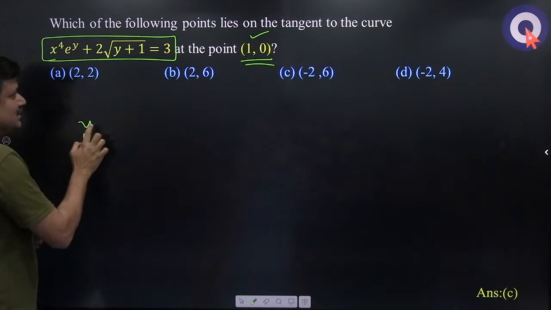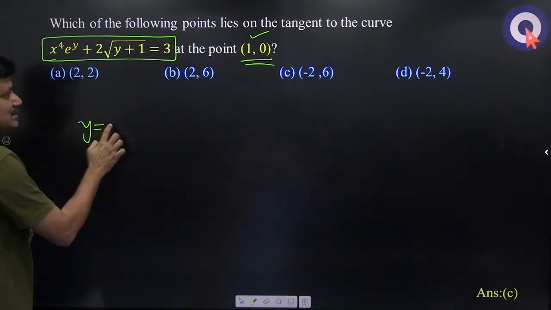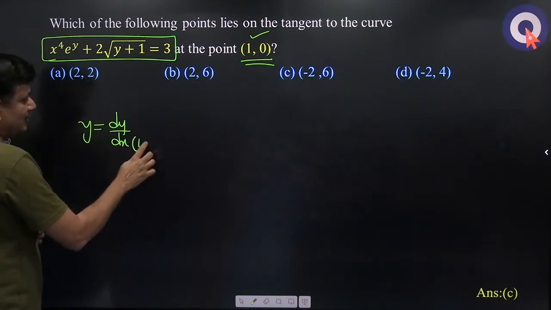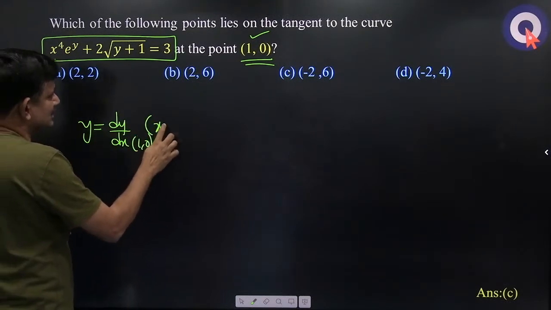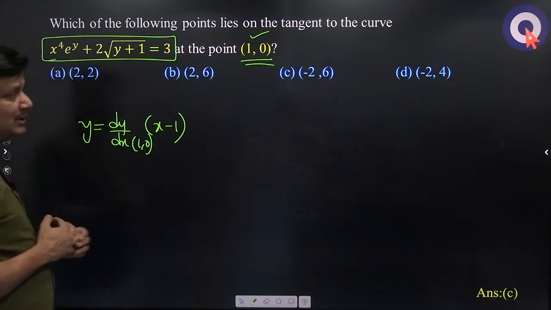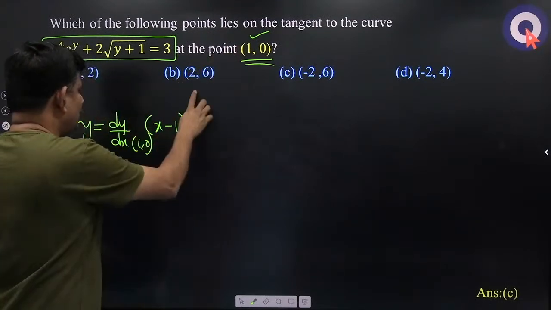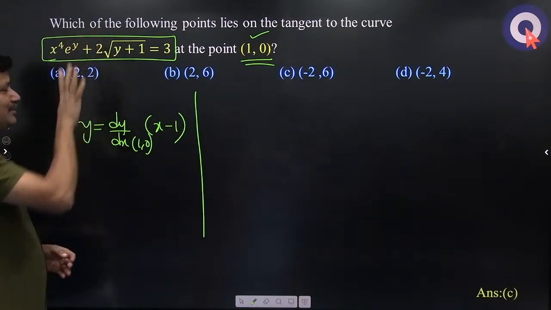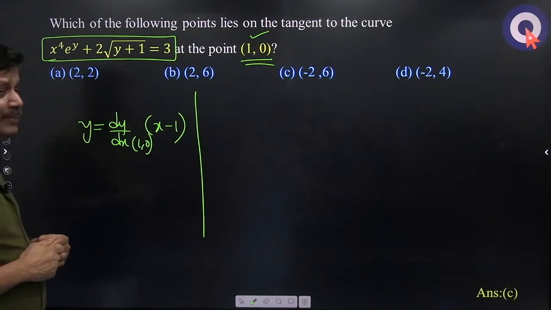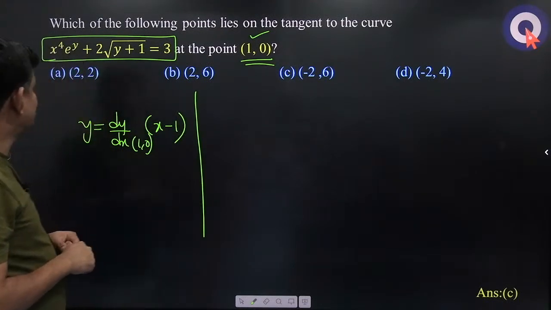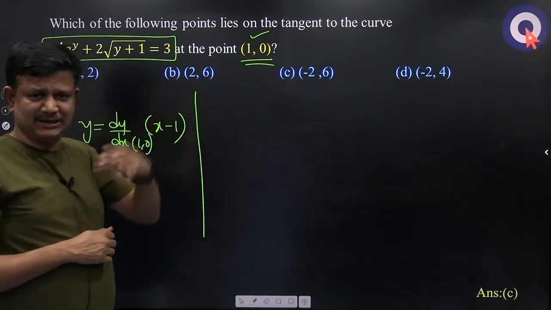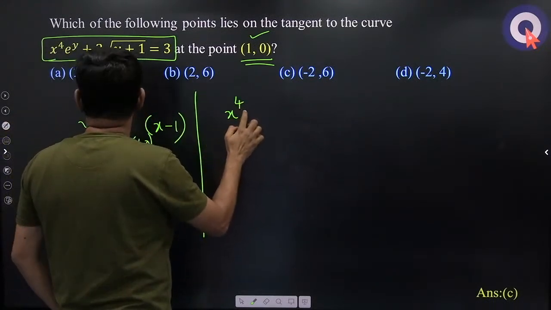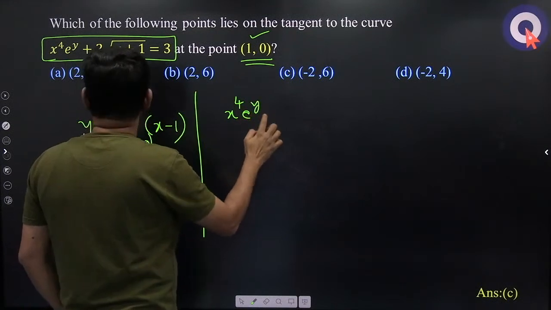So how will the tangent equation be? y minus y1 equals slope times x minus x1 at the point (1, 0). To find this, you need to find dy/dx at the point (1, 0). Again, this is an implicit curve. For implicit curves, what will you do? Straight away differentiate. The curve is x to the power 4 times e to the power y plus 2.